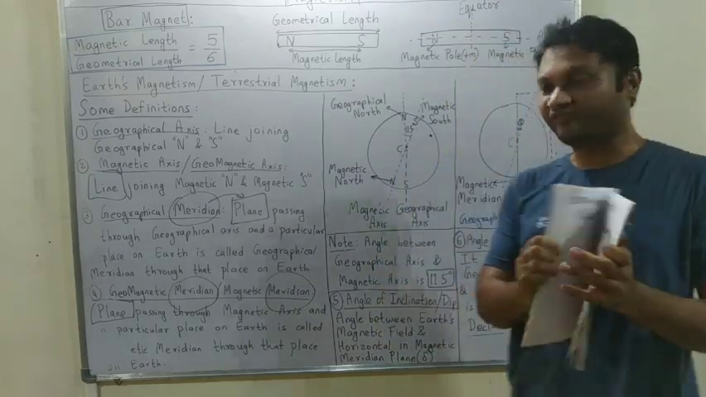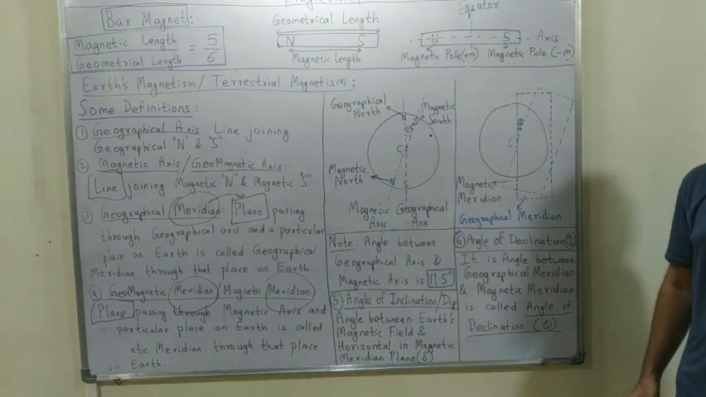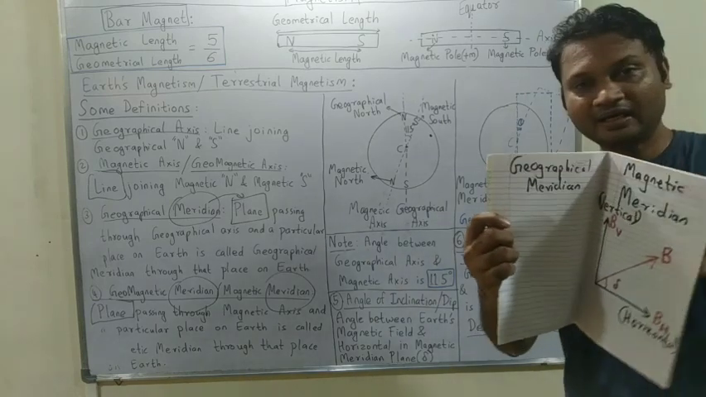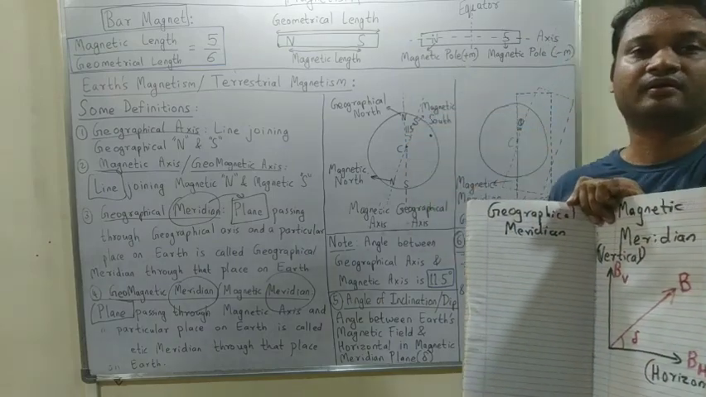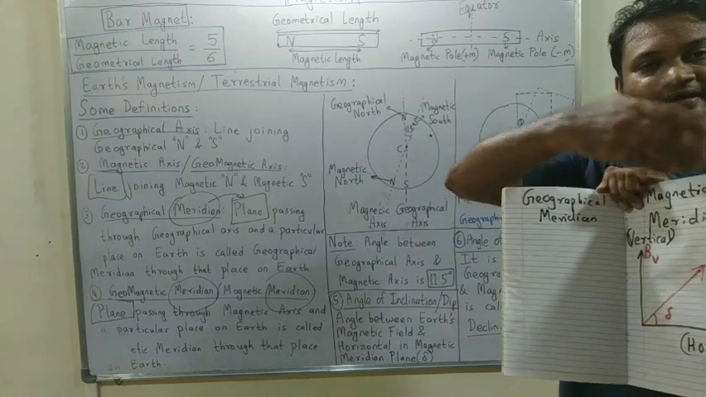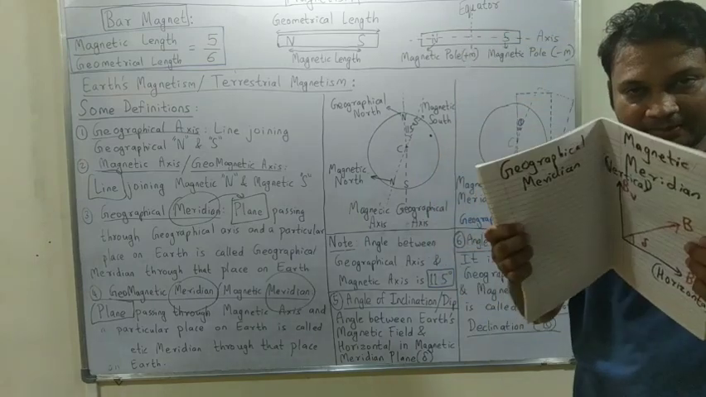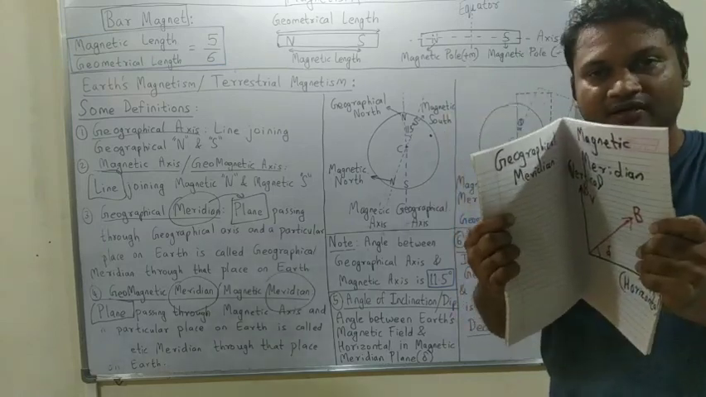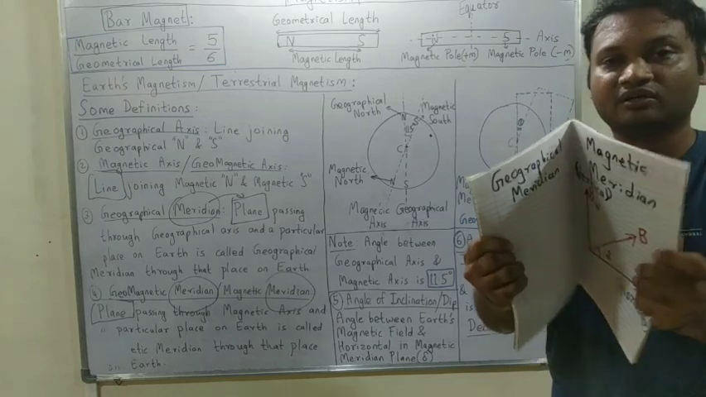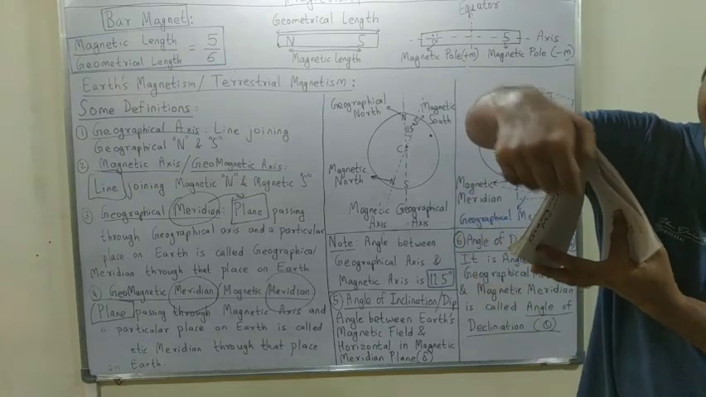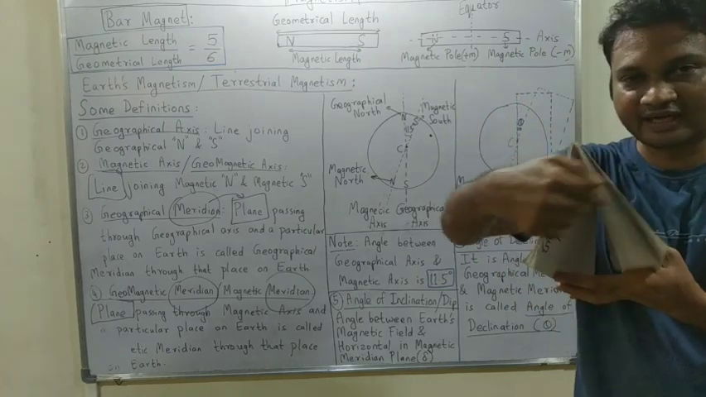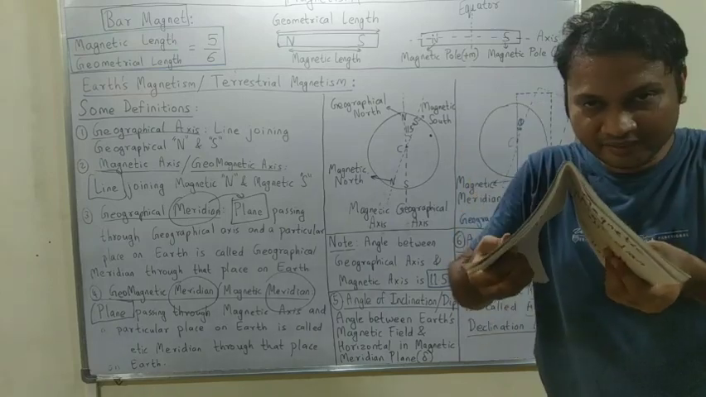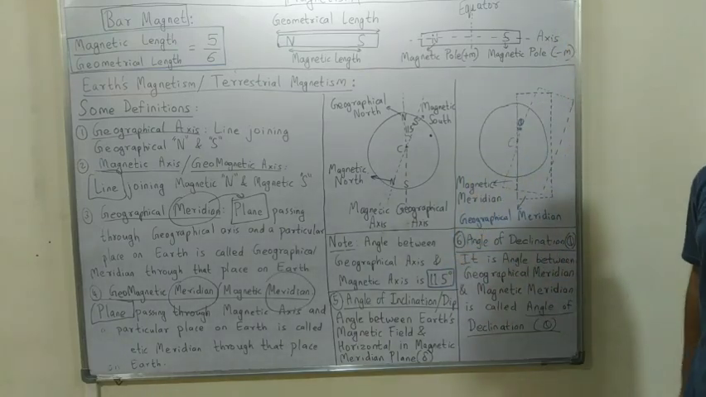Now we come to our next definition, which is angle of declination, denoted by symbol theta. The angle between geographical meridian, which is this plane, and magnetic meridian, which is this plane, is called angle of declination, which we see as this angle. This angle is formed between two planes, one plane geographical meridian, another plane magnetic meridian. The angle between these two planes is called angle of declination.